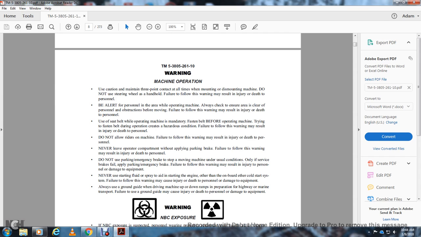Use the seatbelt while operating the machine. It is mandatory to fasten it before operating the machine. Trying to fasten the belt during operation creates hazardous conditions. Failure to follow this warning may result in injury or death to personnel. Do not allow riders on the machine. Failure to follow this warning will result in injury or death of personnel.